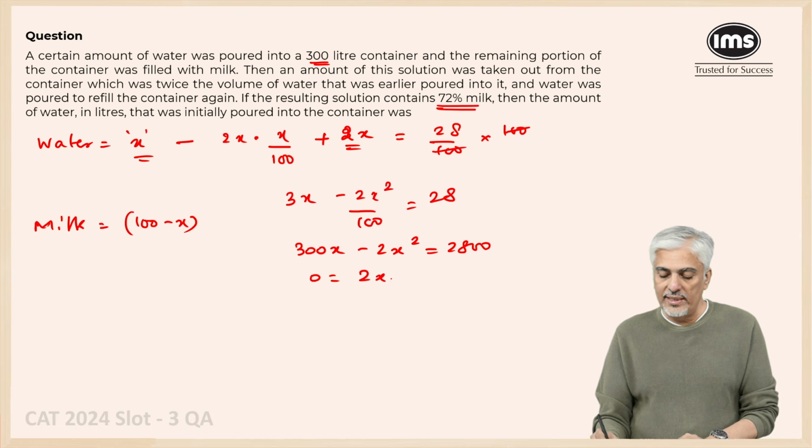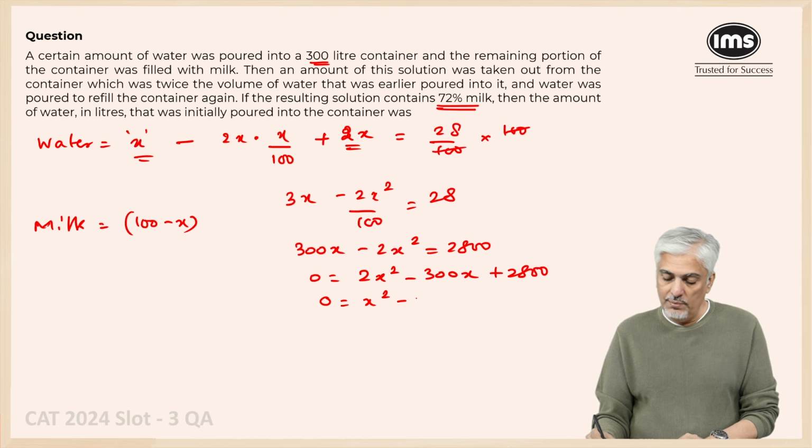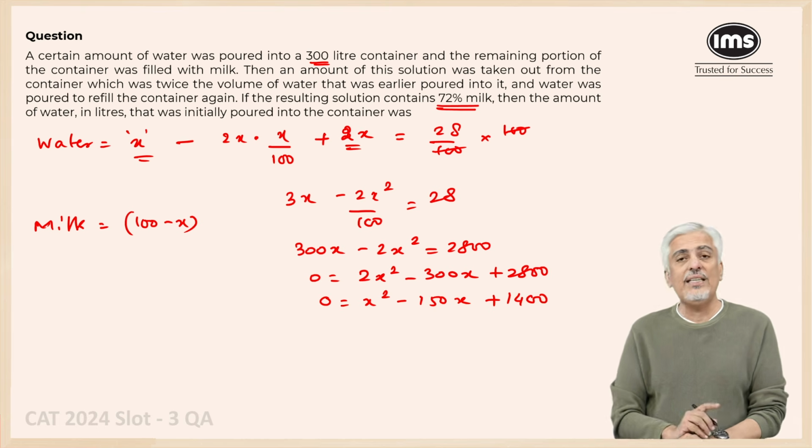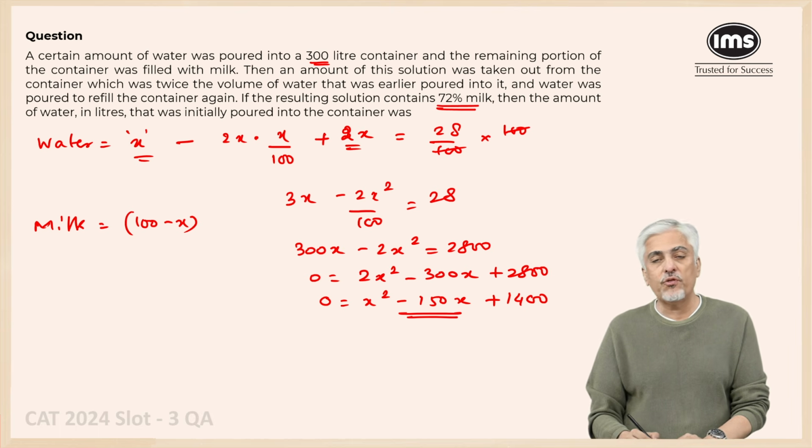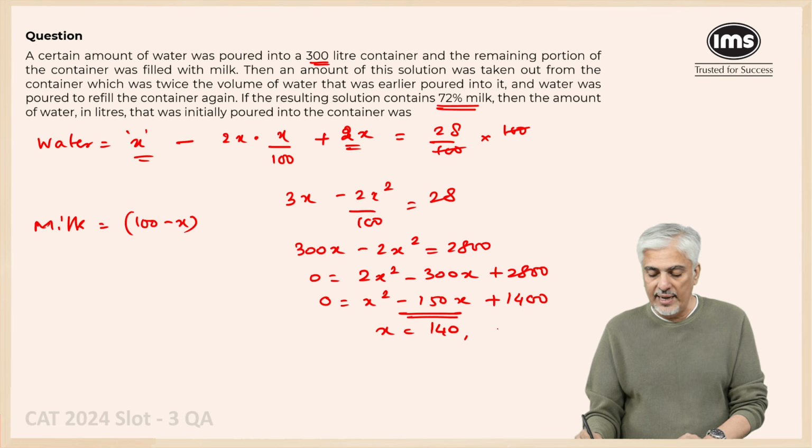0 is equal to 2x square minus 300x plus 2800. It can be divided by 2. So x square minus 150x plus 1400. Luckily, the factors were not very difficult. If you factorize this, you get negative 140 and negative 10. So x comes out to be 140 or x comes out to be 10.